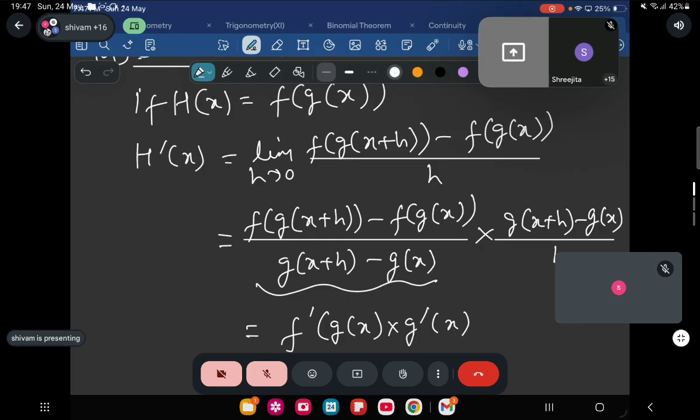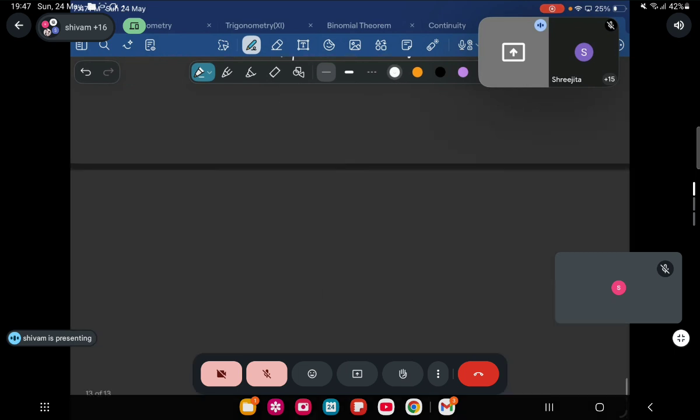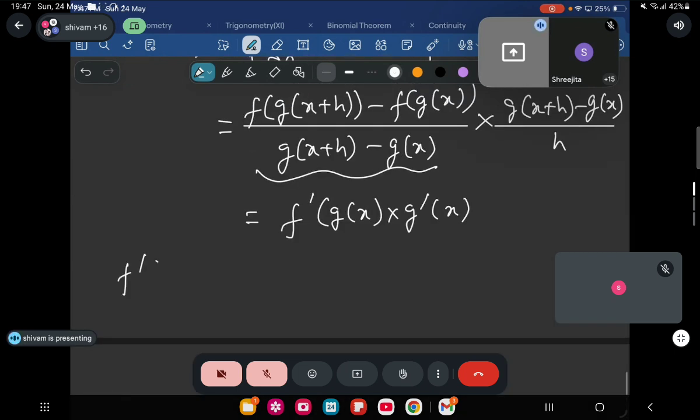Tell me. How is it f dash g of x? Pay attention. What is f dash at g of x? f dash at g of x will be equal to limit h tends to 0. Wait a minute. Limit h tends to 0.